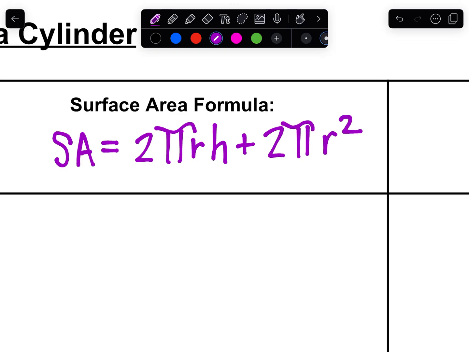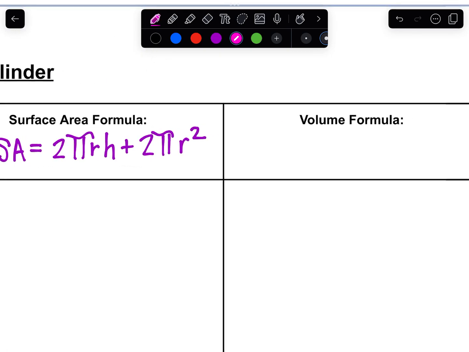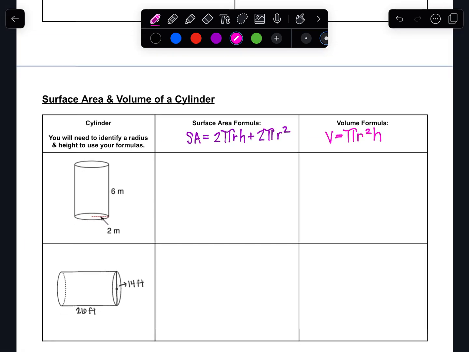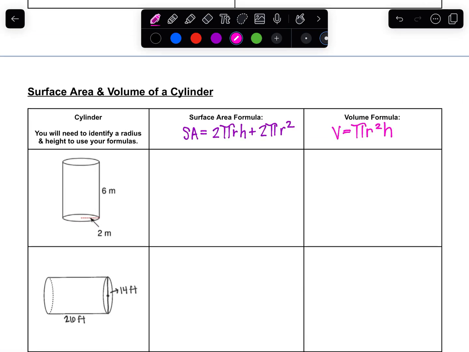So this stands for surface area equals 2 times pi times radius times height plus second part of the formula, 2 times pi times the radius times the radius. Let's go over to the volume formula. This stands for volume equals pi times the radius squared times the height. Let's try some calculating with these two examples.